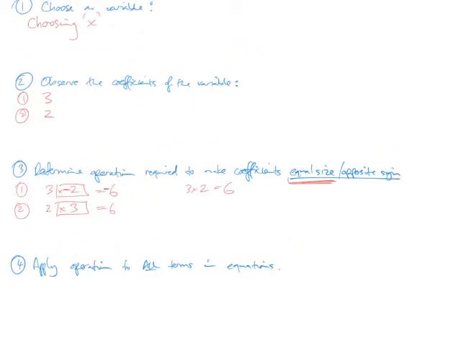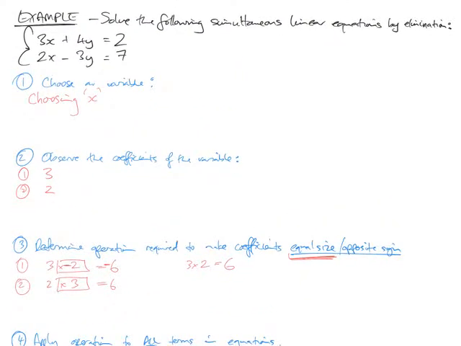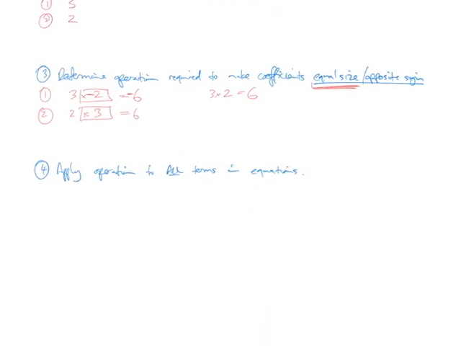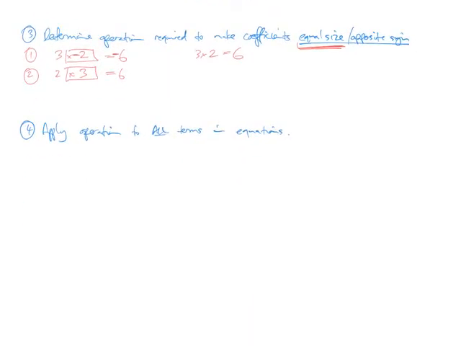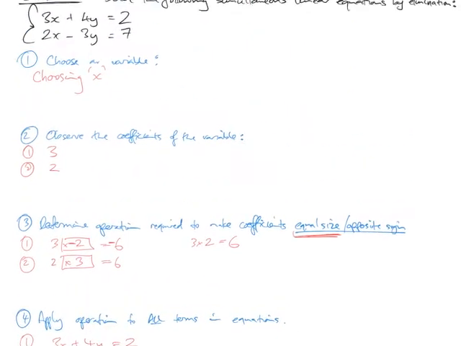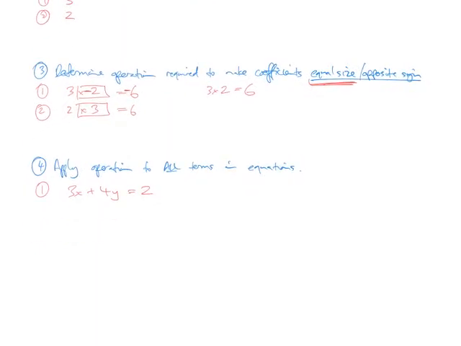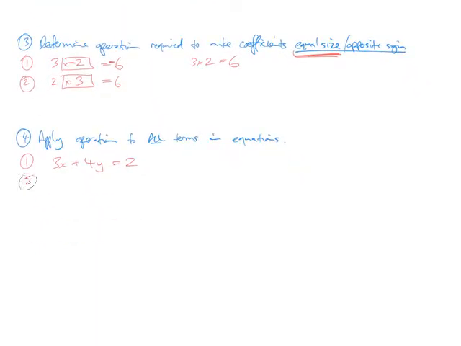Apply the operation to all terms in the equation. So I'm going to rewrite the equation. 1. 3x plus 4y is equal to 2. 2. 2x take 3y is equal to 7. And in the previous step, I decided I was going to times the top equation by negative 2, times the bottom equation by 3.